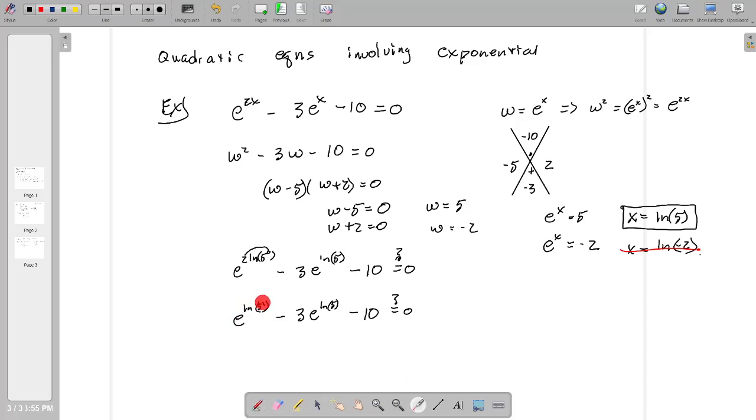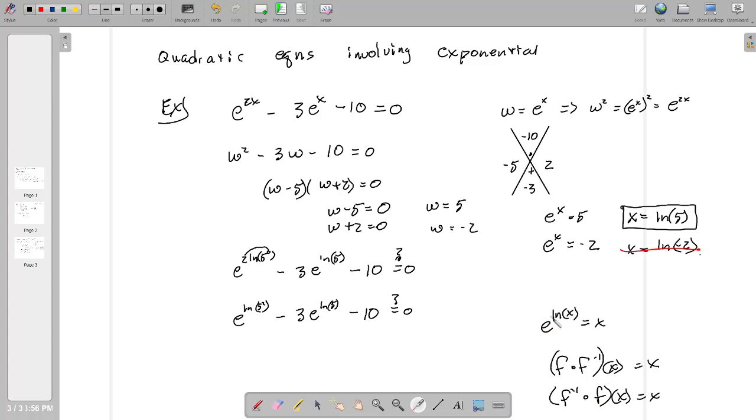Now, e to the ln of something is that something. This right here, e to the ln, this is composing a function with its inverse. And if you remember, f of f inverse of x is equal to x, and f inverse of f of x is equal to x. This composition is from chapter 2, I believe. Now that's exactly what we're doing here.